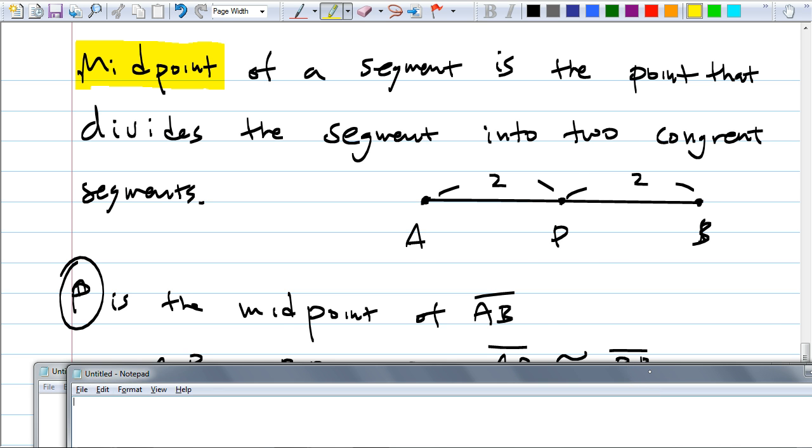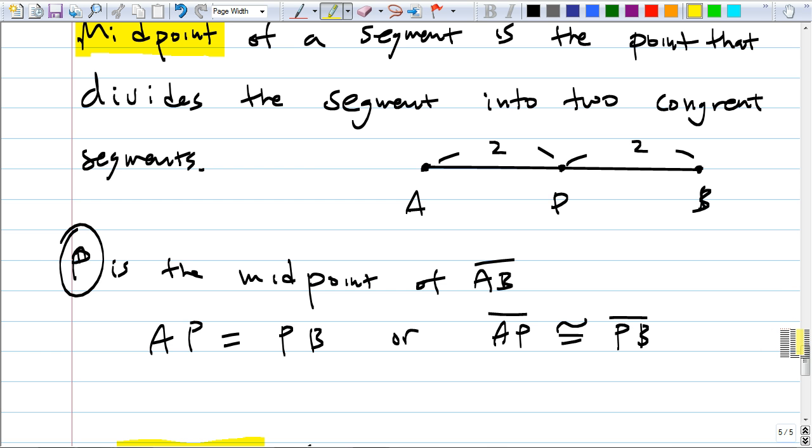Obvious. So I could also say then AP is equal to PB. Remember when I say AP, this means distance of AP, right? Distance of AP is equal to PB. Or I could write the segment AP is congruent to segment PB. They all mean the same thing if P is the midpoint of AB.